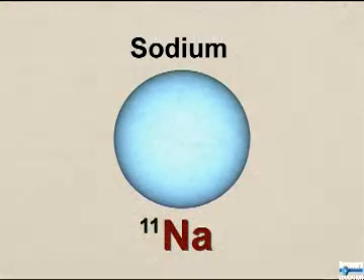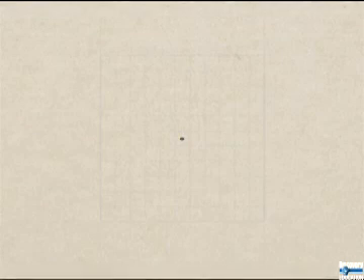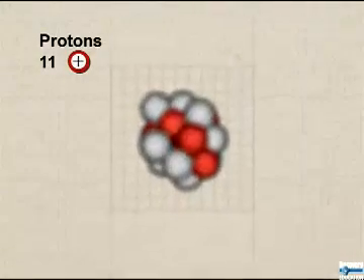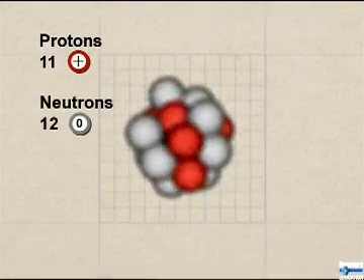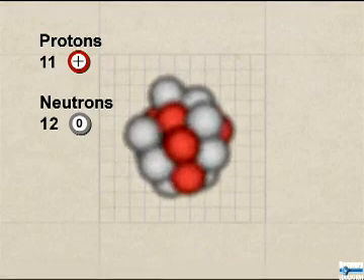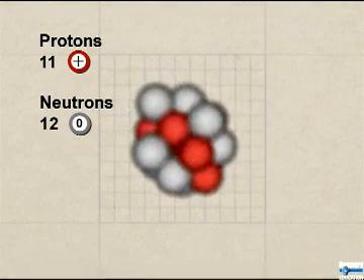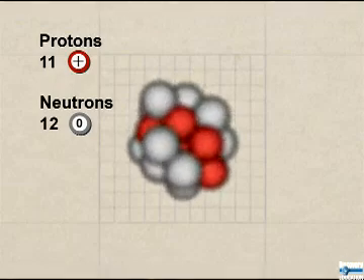Each atom of sodium consists of a cloud of electrons surrounding a compact nucleus that contains almost all the atom's mass. In the most common form of sodium, its nucleus has 11 positively charged protons and 12 uncharged neutrons. Sodium has 11 negatively charged electrons to balance its 11 protons.